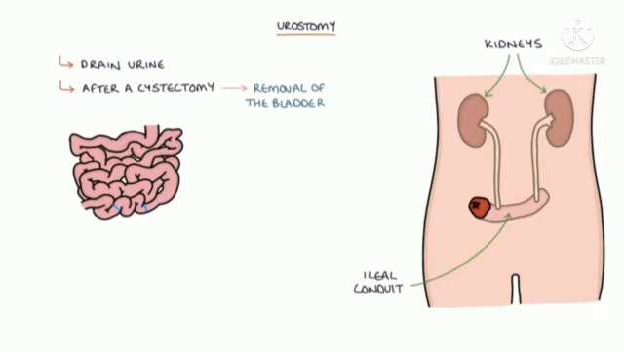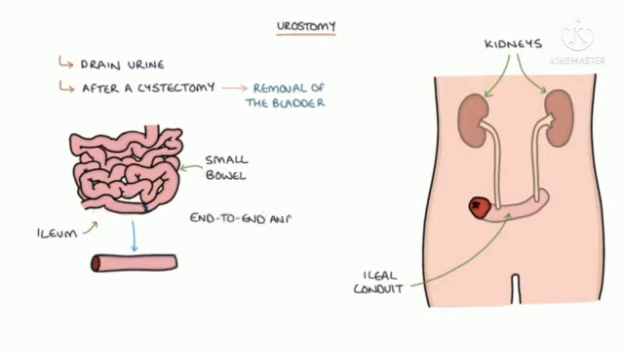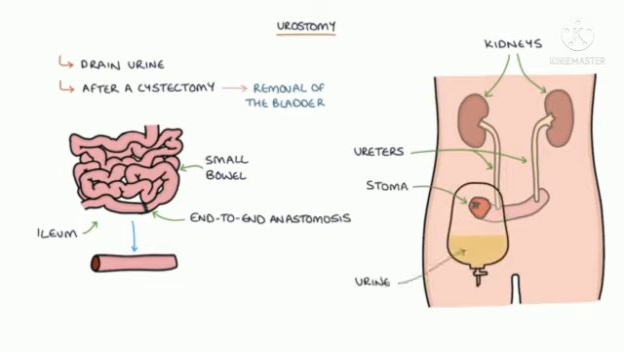A 15 to 20 centimeter section of the ileum, which is the distal portion of the small bowel, is removed, and an end-to-end anastomosis is created so that the bowel remains continuous and the bowel function is not affected. Then the ends of the ureters are anastomosed to this new separated portion of the ileum. The end of this section of ileum is brought to the skin as a stoma, and it drains urine directly from the ureters into a stoma bag.